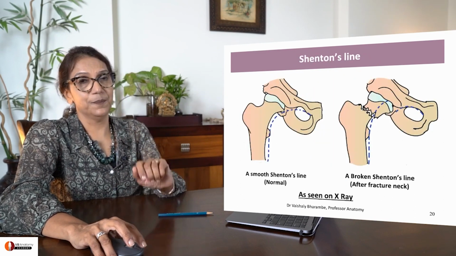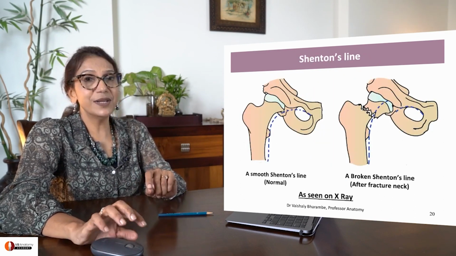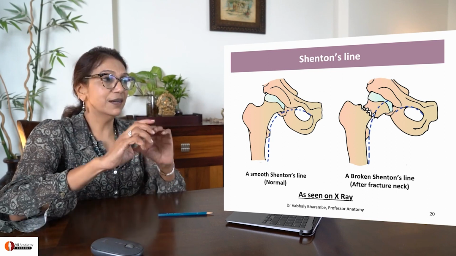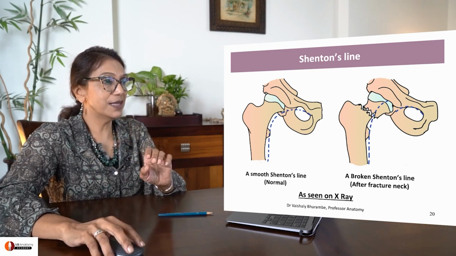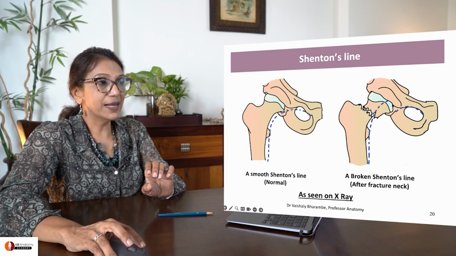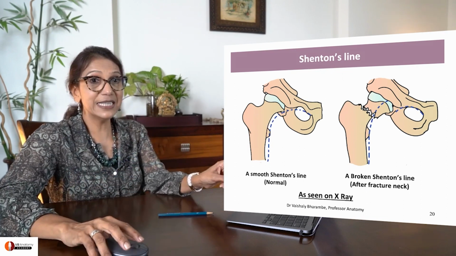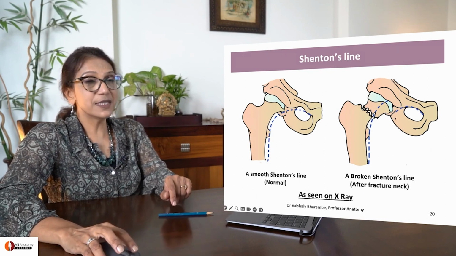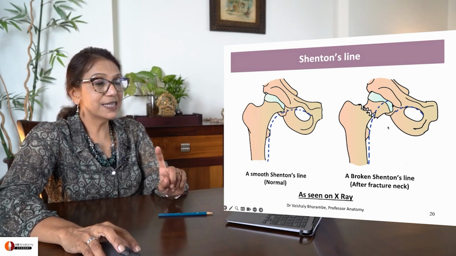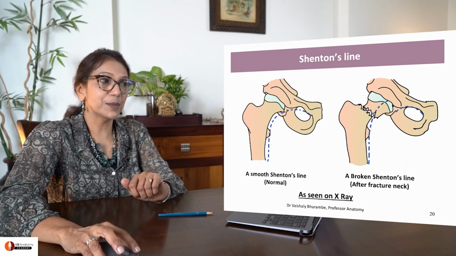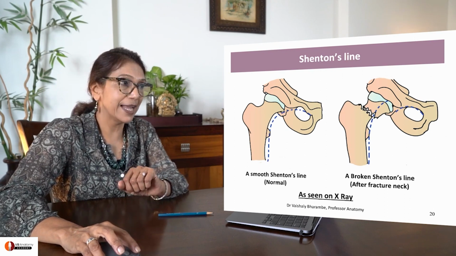Finally, take an X-ray. Okay, you have what is called Shenton's line. The curvature between the lower end of femur and the superior ramus of pubis is one smooth line. You can see it here. Sometimes it is broken in an X-ray. This is indicative of fractured neck of femur. This is called Shenton's line.